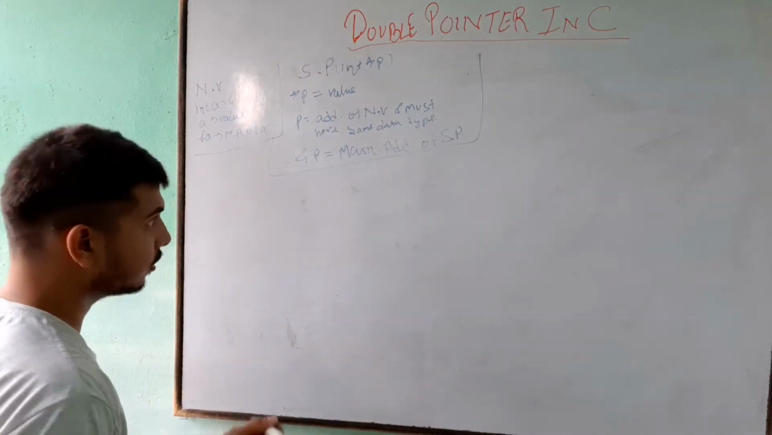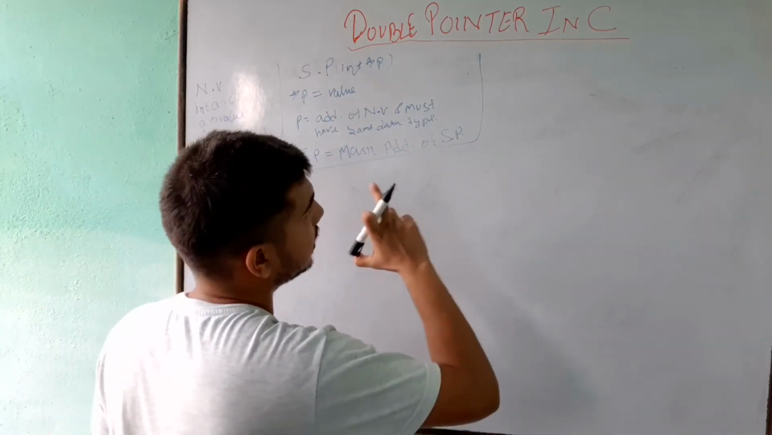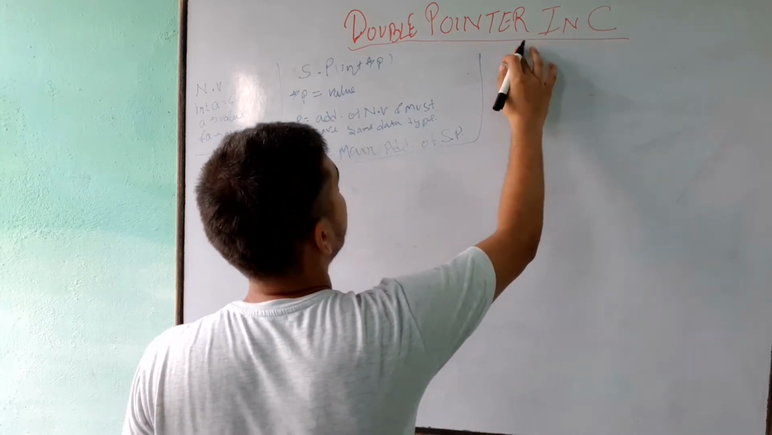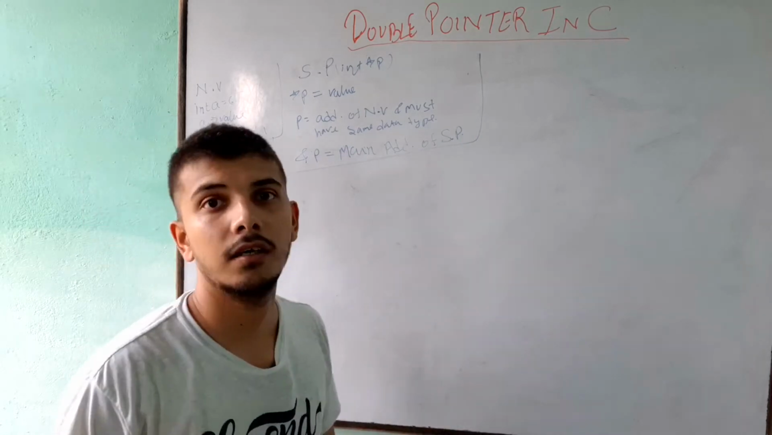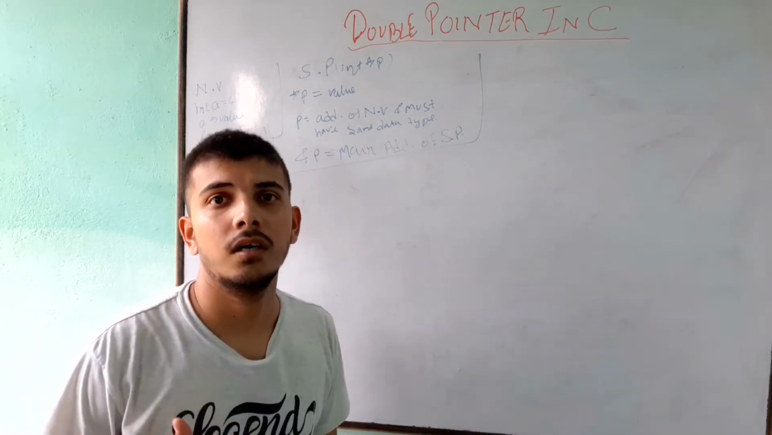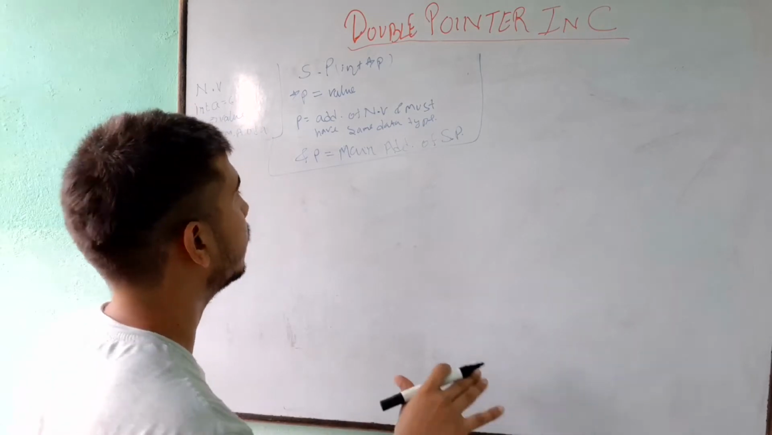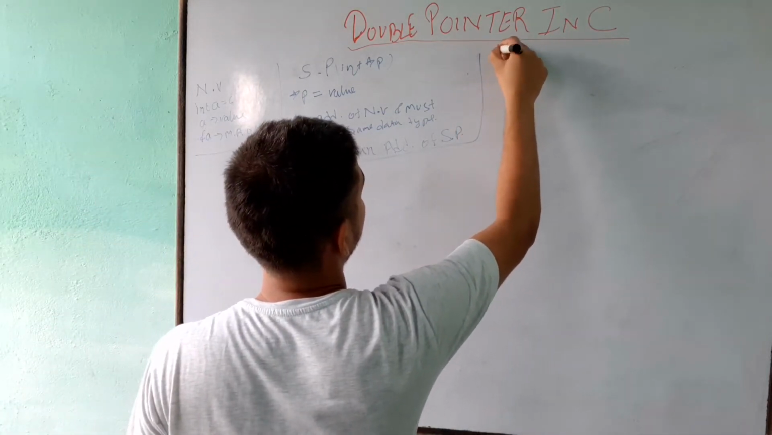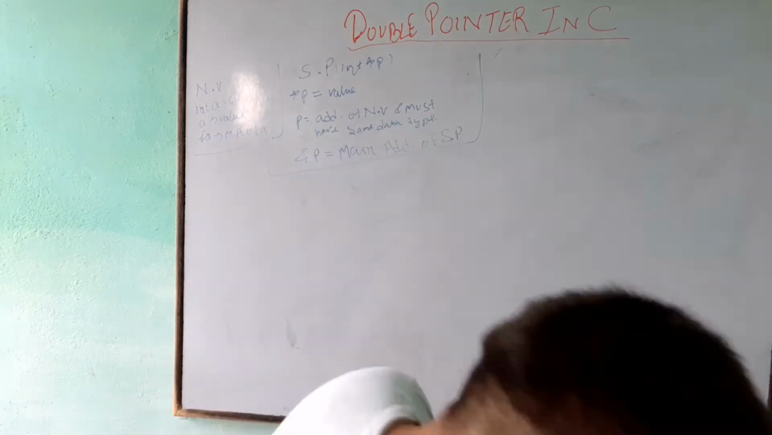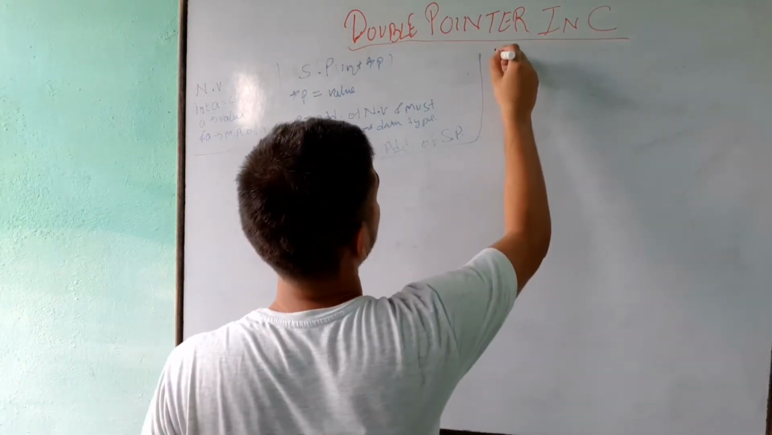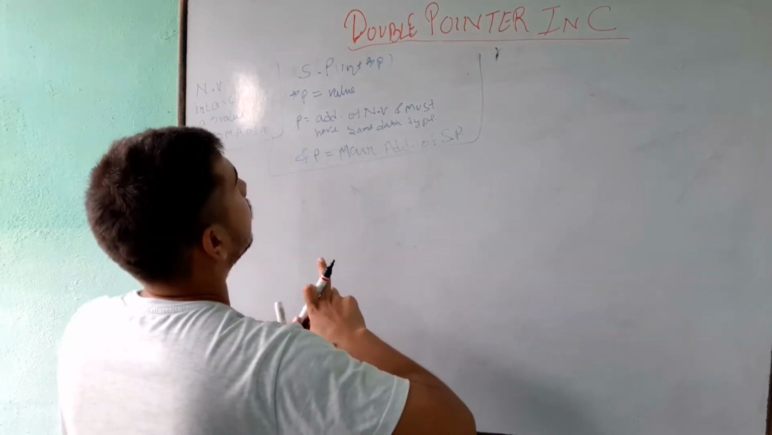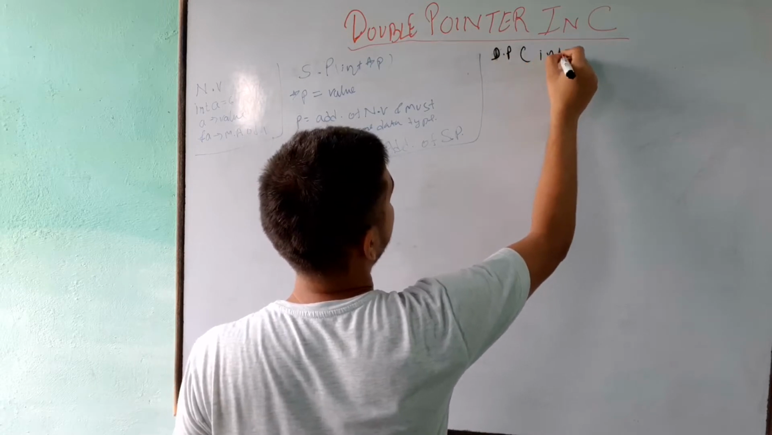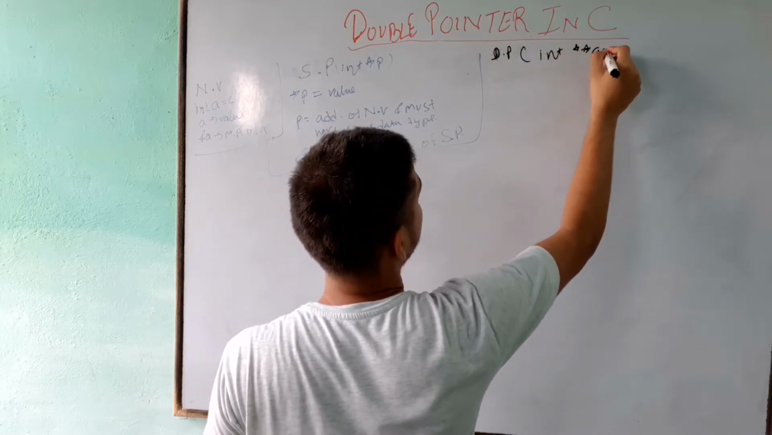Now let's talk about the double pointer and just see how the pattern is going, because after that you can easily tell what will be the third pointer or fourth pointer, or any level of pointer you can define after that. Just look at the pattern. So the double pointer is represented as **q.